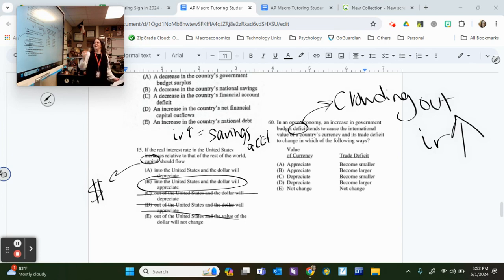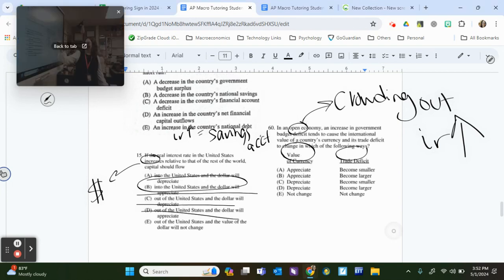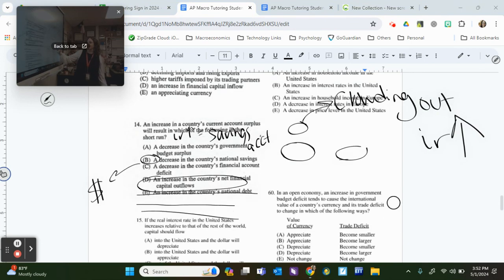So now, if there's a deficit and interest rates are higher, they want to save their money there. How do I know that it's about savings accounts? Because of here and here. Look at that.